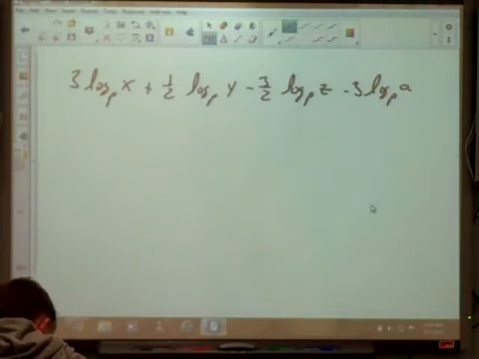Notice, by the way, that all of these are always going to have the same base. Those properties only work if it's the same base. All these are log base P. If I had a log base P and a log base Q, I couldn't use the properties. They got to have the same base.